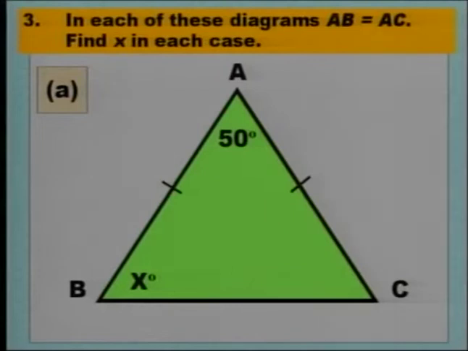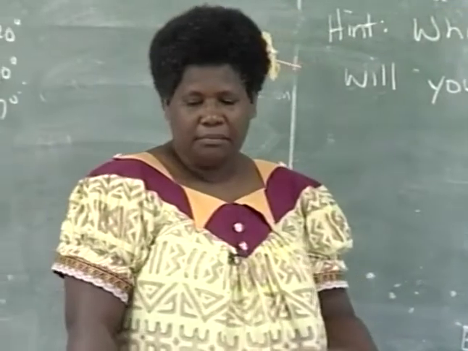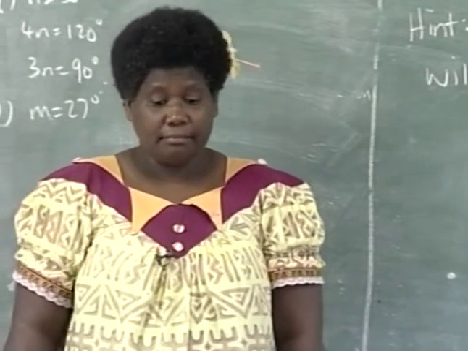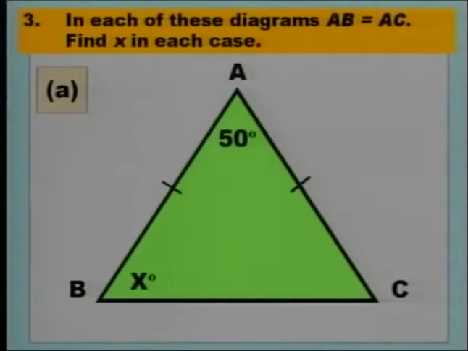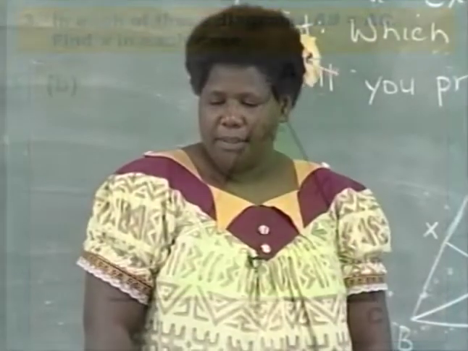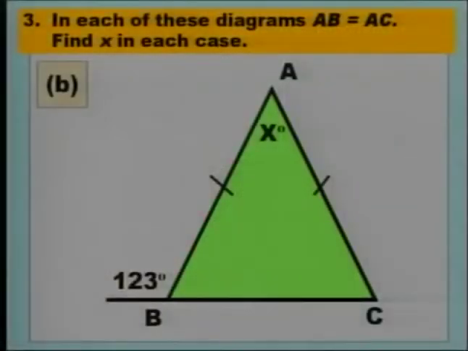Okay, we look at the first 5 questions on exercise 3. For x, for letter A, you should have 65 degrees. In question 3, all of the questions are based on isosceles triangles. All right, letter B, your answer is supposed to be 66 degrees for x.